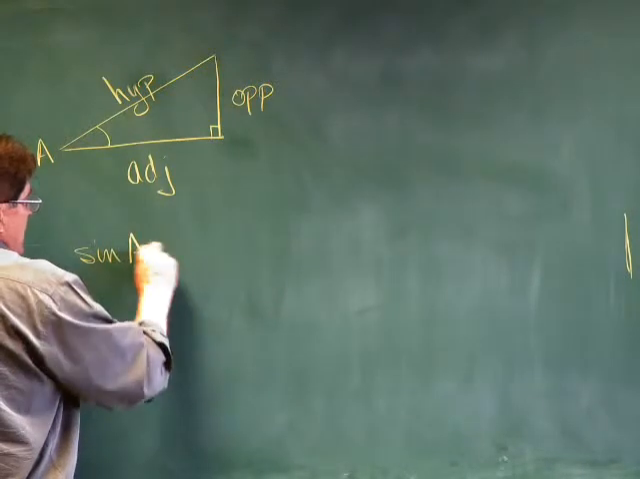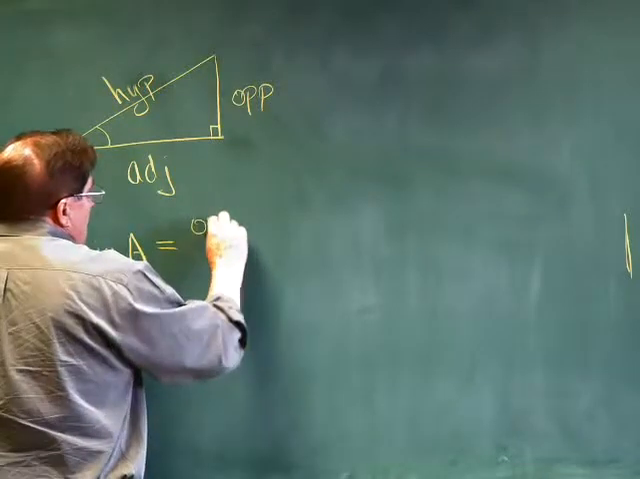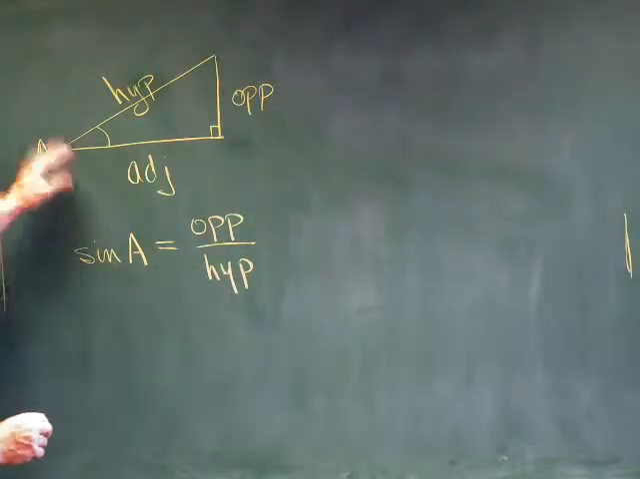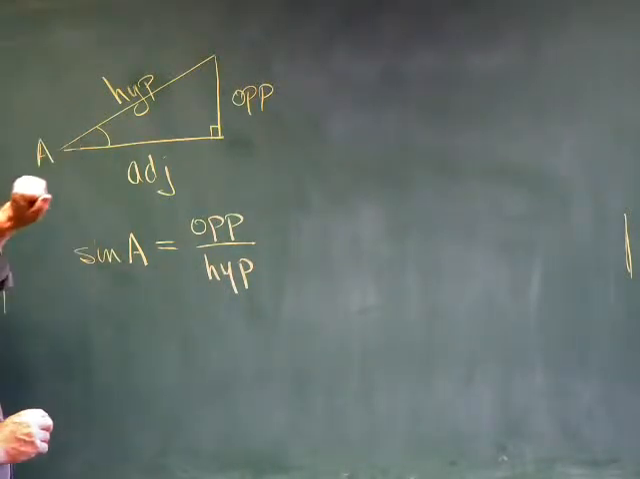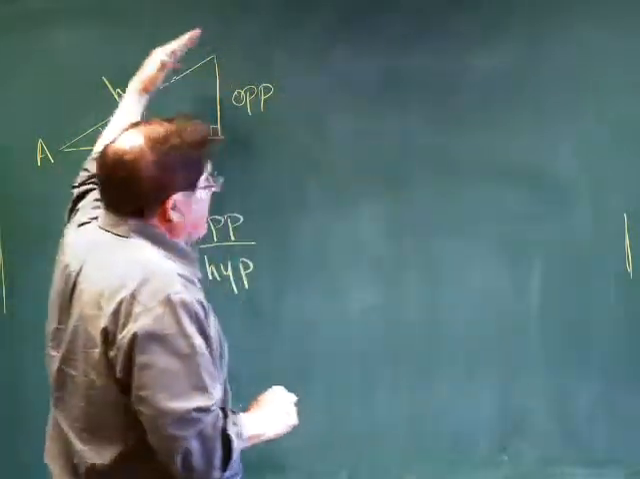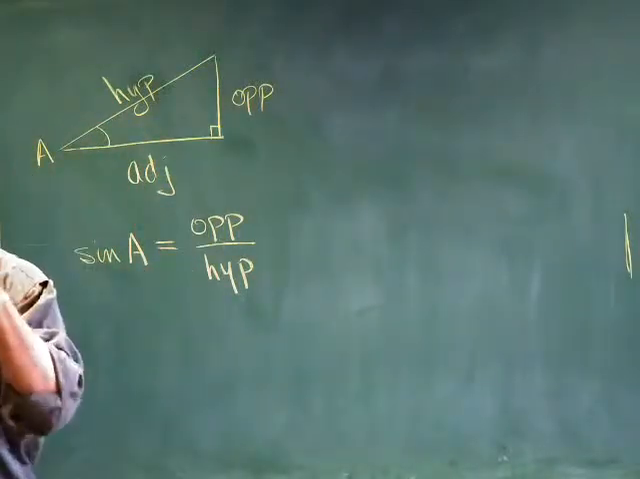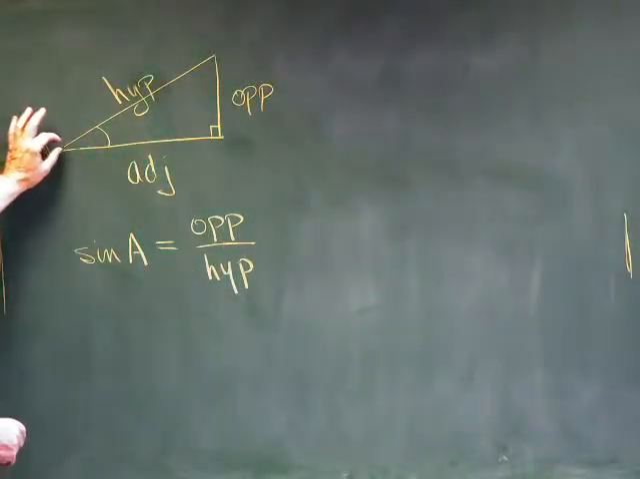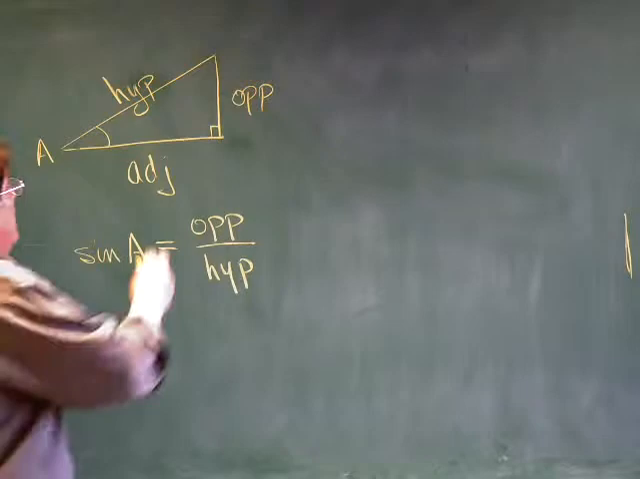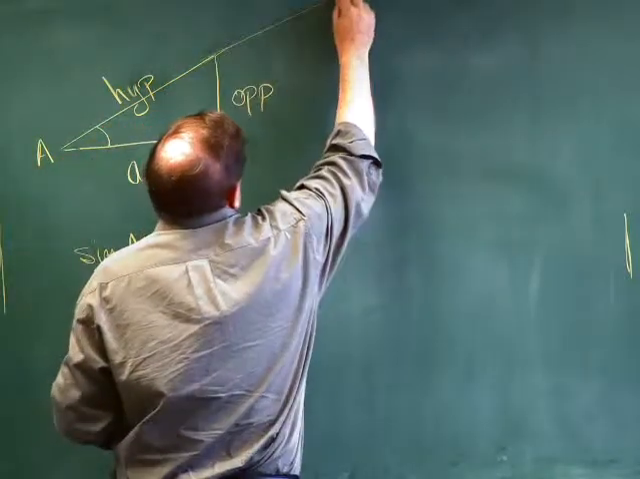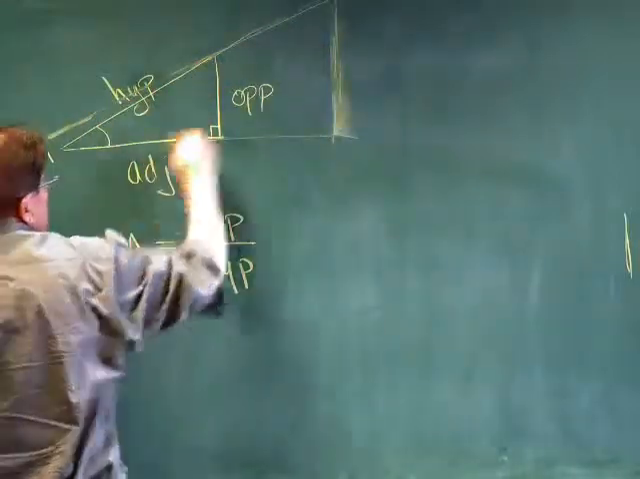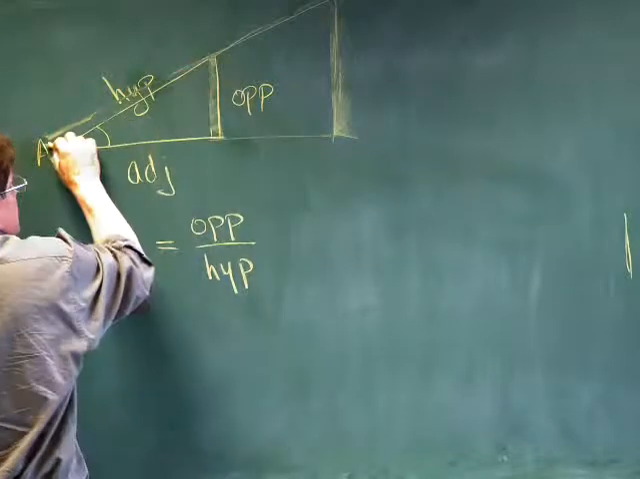We identified three trig ratios. The sine of the angle is the opposite over the hypotenuse. As long as this angle stays the same, it doesn't matter how big this triangle is. The opposite divided by the hypotenuse will be the same for every single right triangle that has angle A, because any enlargement of this triangle gives the same ratio of this opposite over this hypotenuse.